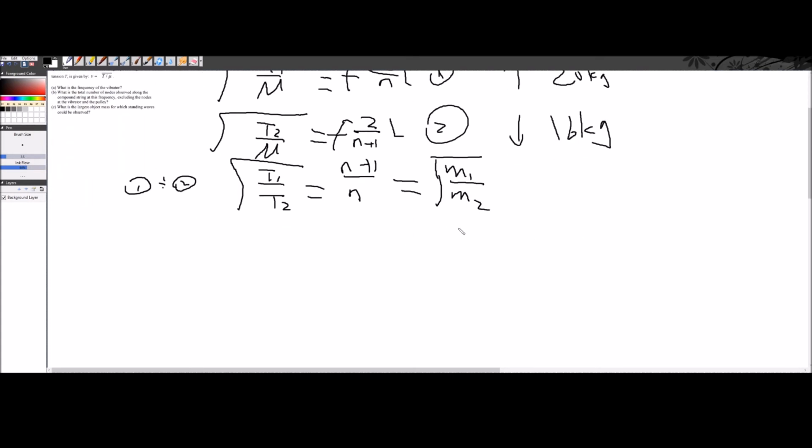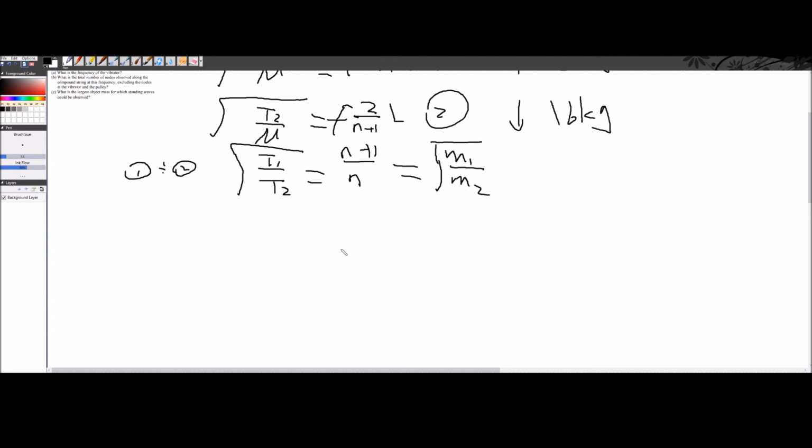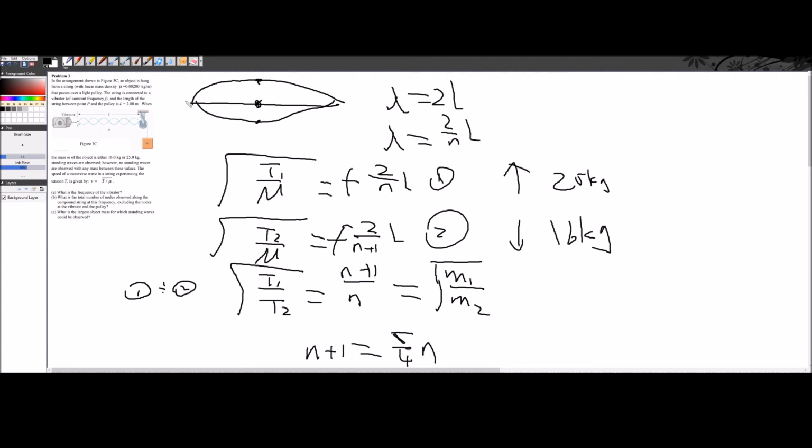So we can solve this. M1 is 25 and M2 is 16. Taking the square root, it's going to be 5 over 4. Then you can multiply n over here, so 5 over 4 n on the other side. So we get n plus 1 equals 5 over 4 n. Now we put this on the other side and divide by negative 1 over 4. You get n equal to 4. That's the number of nodes between the two ends at the first frequency. So we found part B already. Part B is 4 nodes.